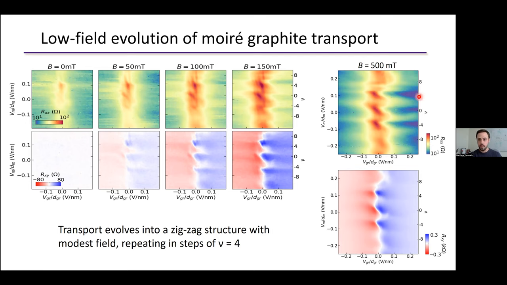And if I'll tell you how we think we know the twist angle, we can calibrate it in a couple of different ways. But if you just take me at my word that we know it, then we can recast the gate voltage on the Moire into a filling factor of what we might anticipate to be Moire bands. And you can see that these zigzags repeat in steps of filling factor of 4, where again, the 4 comes from the fourfold degeneracy of graphene.